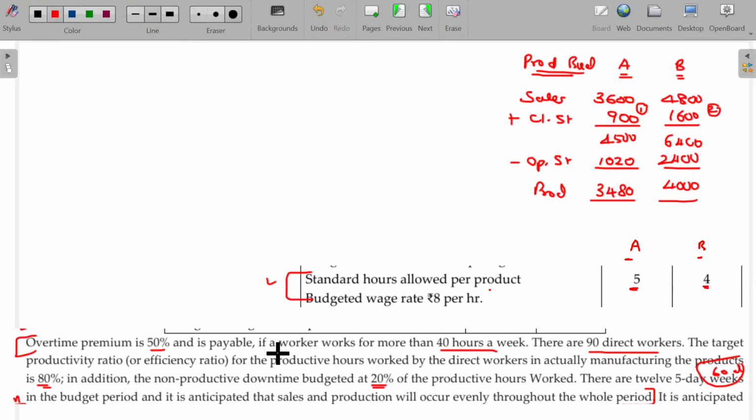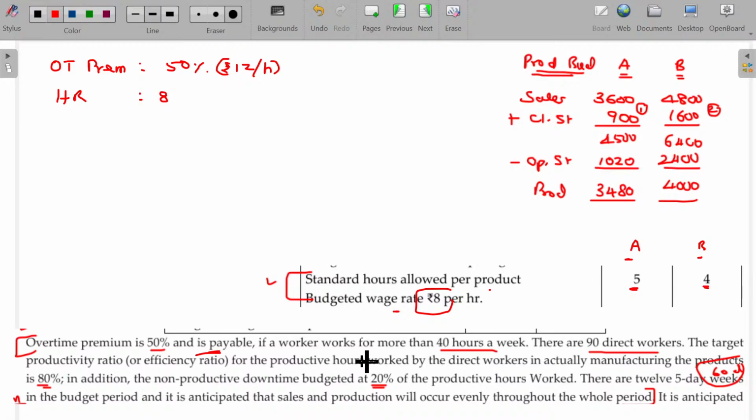Now, overtime premium payable being 50% extra. Whatever the regular payment you pay to the employees, probably budgeted wage rate being 8 rupees, hourly rate 8 rupees, overtime premium being 12 rupees. Is that okay? 50% extra. If the employees are asked to work overtime, wage rate being 12 rupees for the overtime.